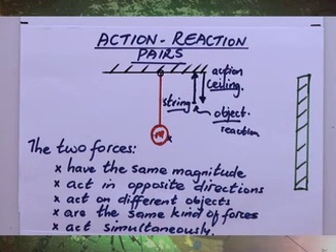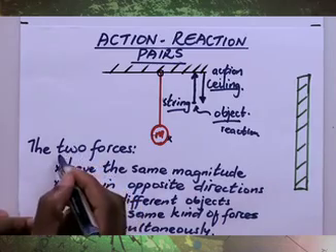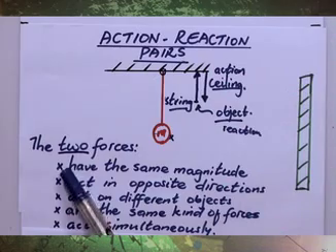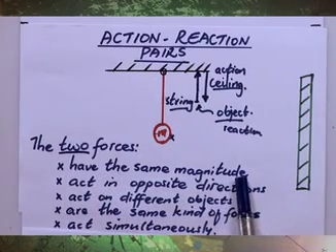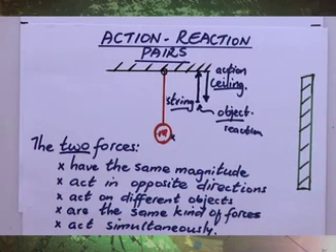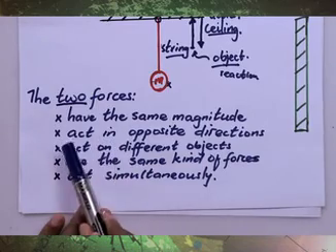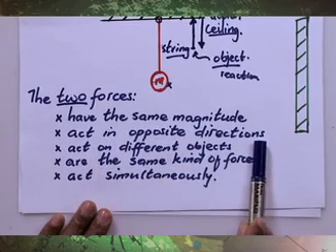Obviously, we're talking of a pair, and therefore we're talking about two forces that are acting together. These two forces, firstly, would have the same magnitude. Their sizes will be the same. What is different about the two forces is that they act in opposite directions.